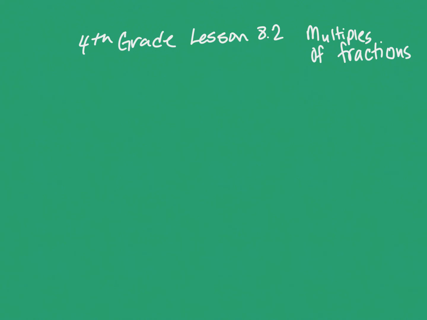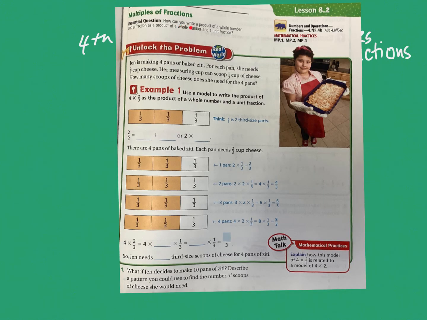Fourth grade lesson 8.2 is multiples of fractions. You'll find this is super similar to lesson 8.1. I think you'll pick it up quickly. Our essential question is, how can you write a product of a whole number and a fraction as a product of a whole number and a unit fraction? So kind of the same thing as we did before, but we're going to be looking at how to put those into action.